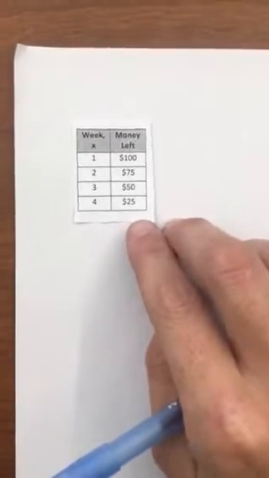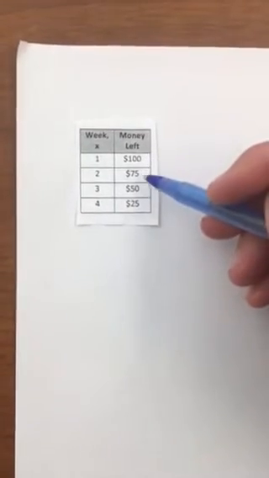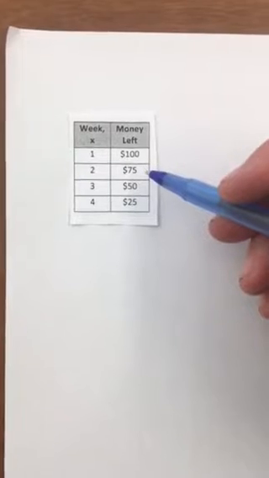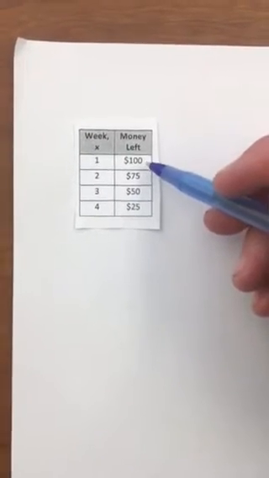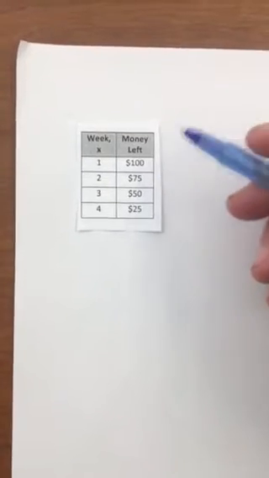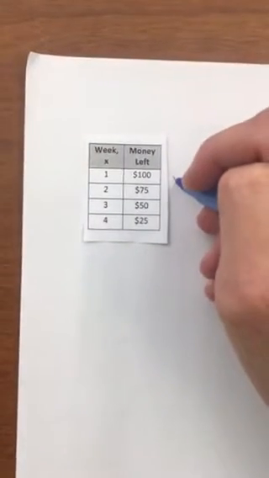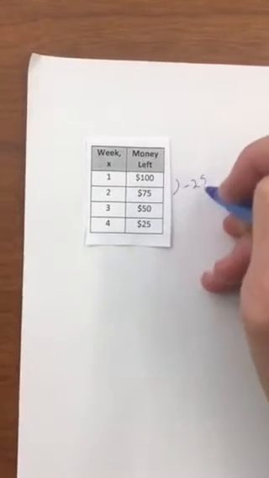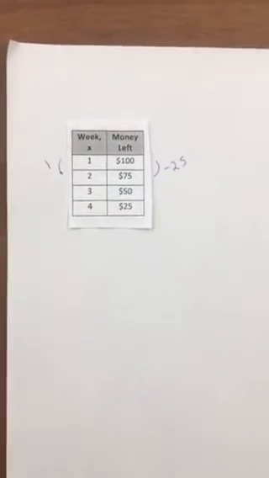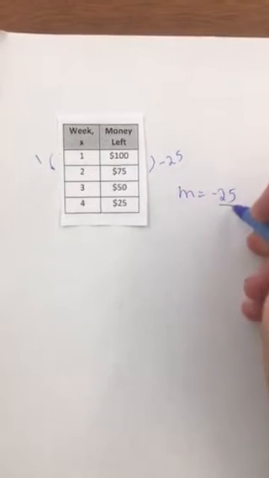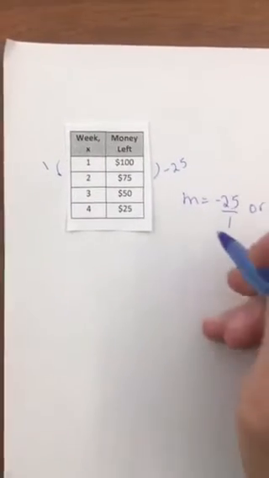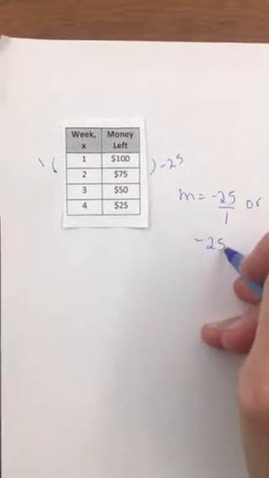If you notice, this person's money is decreasing, right? And one of the things I might need to write this equation is to find the rate at which this is decreasing. So it looks like this person is spending money at a rate of $25 each week, right? So down by 25 for every one. I'm going to label that as my slope, down by 25 for every 1 week, or we could just say down 25, right?